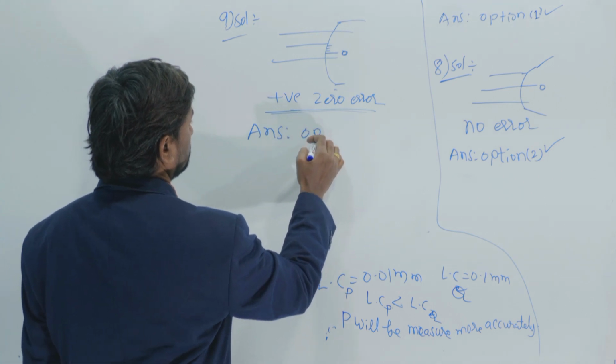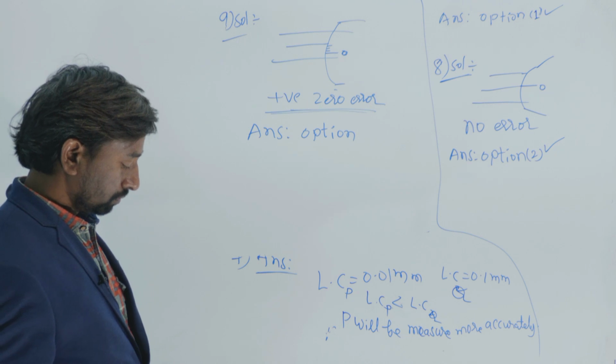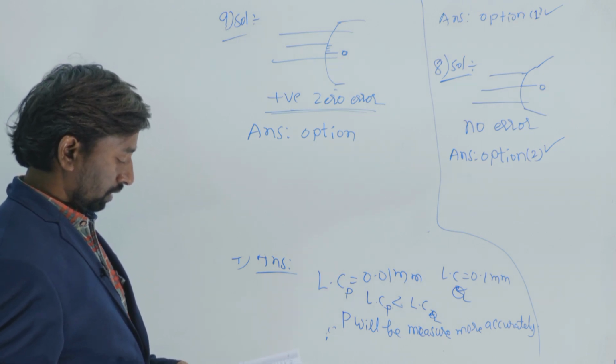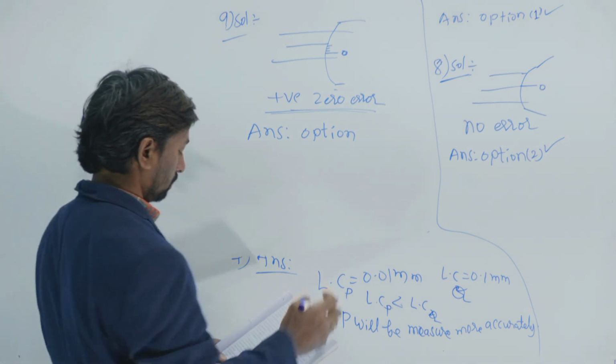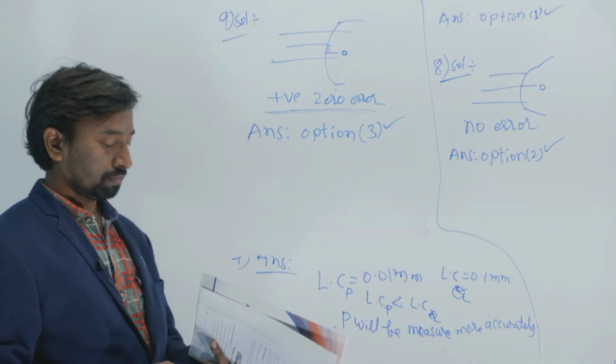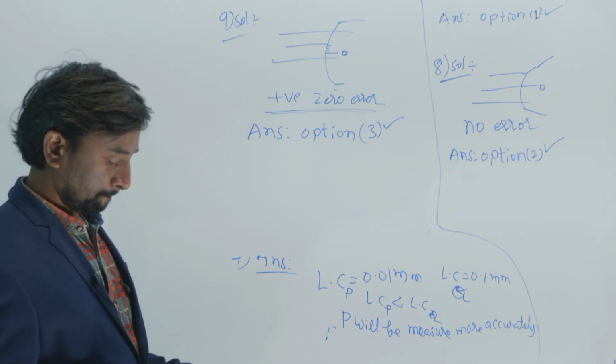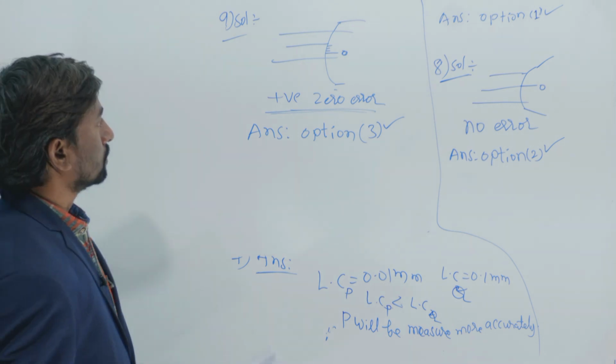So now the answer is here. Answer option. So the ninth one is given here. Third option, option 3, is the correct one. Option 3 is the correct answer. Okay. So positive zero error.